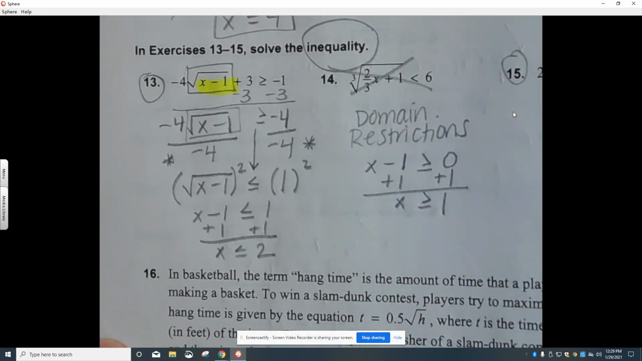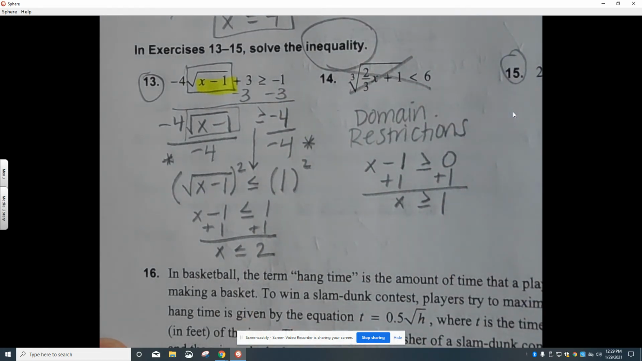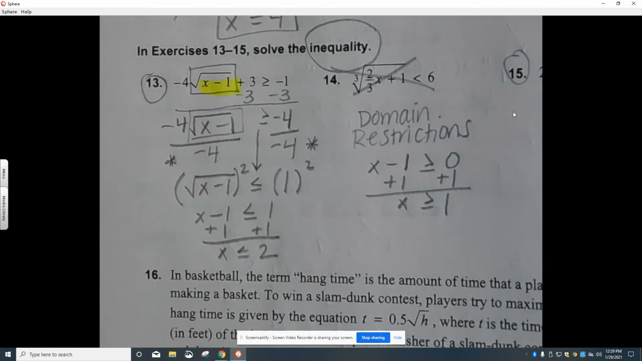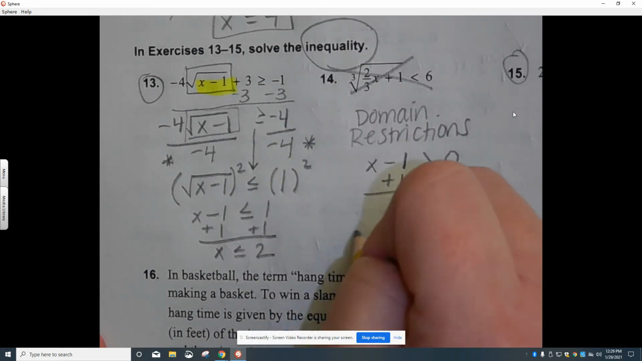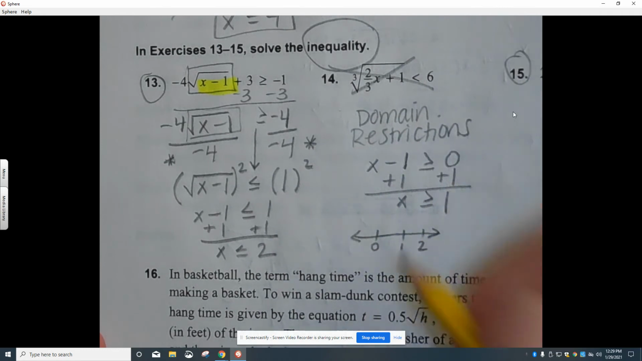And then that changes what our answer is going to look like, because we need to make sure it's bigger than 1, and then it also has to include this piece over here. So what we need to do is create a compound inequality. What might help you visualize this is to draw a little number line. So 0, 1, 2.